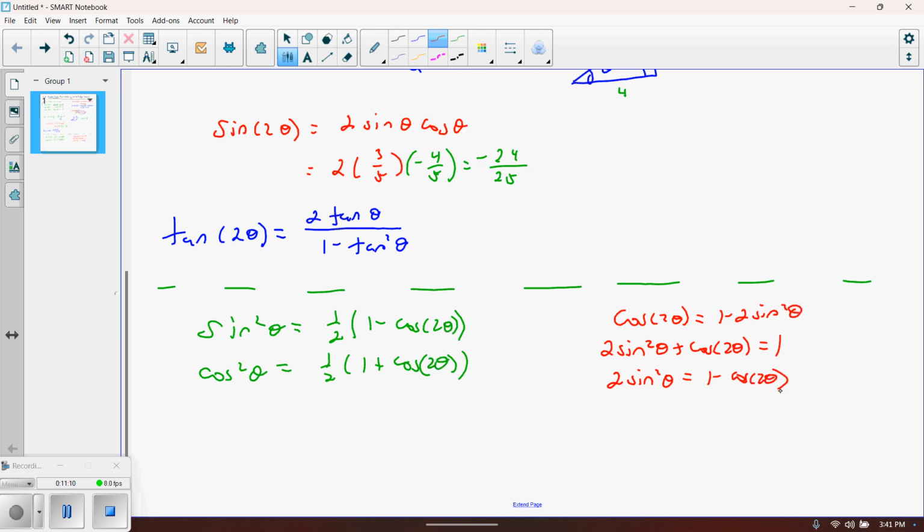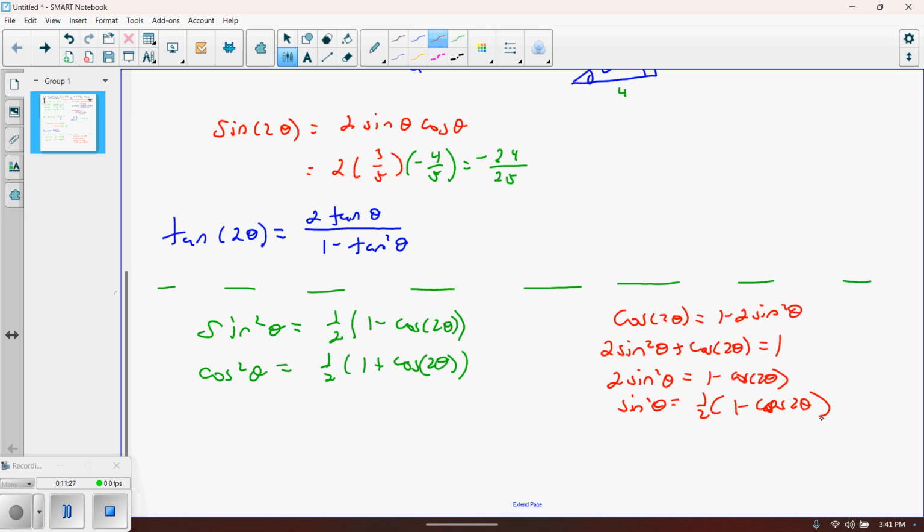And then you would divide both sides by 2. Dividing by 2 is the same thing as multiplying by 1/2. So I would multiply both sides by 1/2, in which case I have now established the sine squared reducing formula.